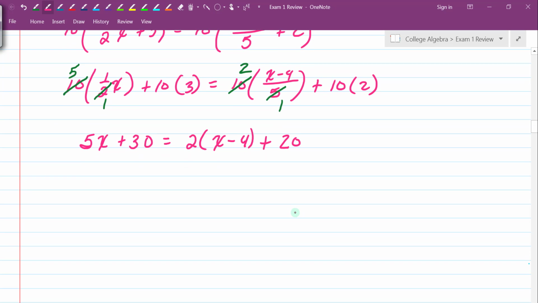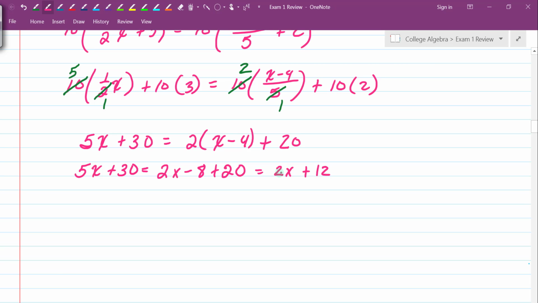Okay, so now I'm going to distribute my 2 amongst the x minus 4. I'll just carry this down on this left hand side. So it's 5x plus 30 is equal to 2x, 2 multiplied by x, and then 2 times -4 is minus 8 plus 20. I'm going to combine my like terms over here. So this is going to be the same thing as 2x, and then -8 plus 20 is plus 12.